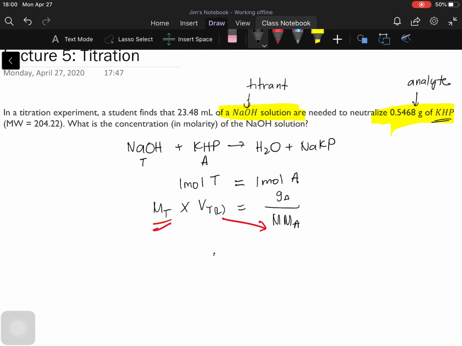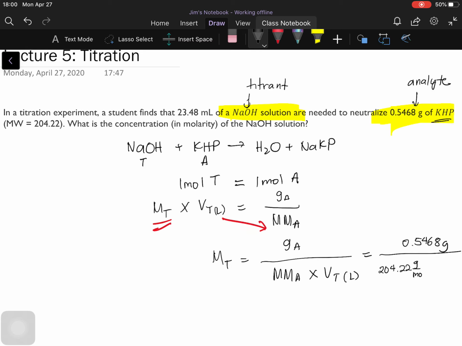So we will get an equation: MT equals grams of analyte divided by the molar mass of your analyte times the volume of titrant in liters. Then we're going to substitute all the information that we have. So grams of analyte is 0.5468 grams. The molar mass of your analyte is 204.22 grams per mole times the volume of titrant in liters.